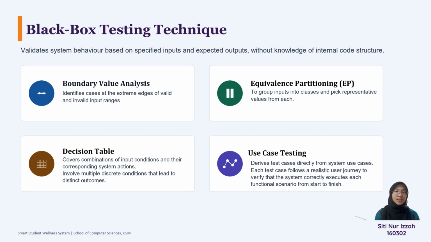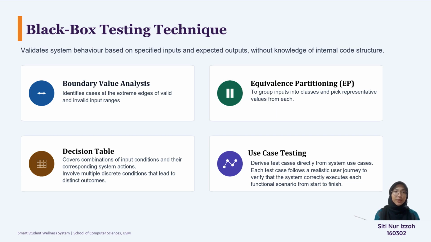Now, I will explain about the black box testing. Black box testing validates system behavior based on the specified inputs and expected outputs without any knowledge of the internal code structure. For our system, we applied 4 techniques, including boundary value analysis, to test the values at the extreme edges of valid and invalid input ranges.